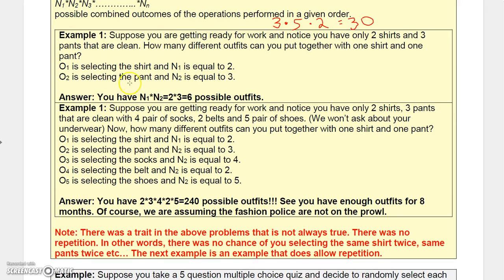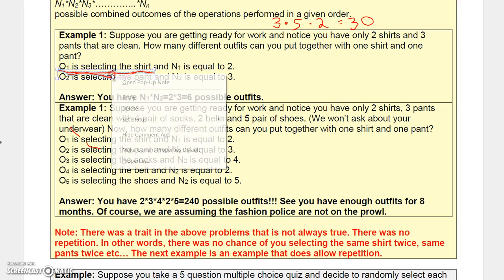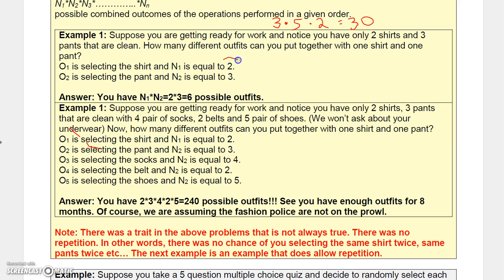So let's look at a simple example. Example one says, suppose you are getting ready for work and notice that you only have two shirts and three pairs of pants that are clean. How many different outfits can you put together if you choose one shirt and one pant? Well, it doesn't matter the order, but I'm going to say the first operation is selecting the shirt. So N1 would be 2 because there are two shirts to choose from. And then for your pants, you have three choices. So when you put it together, you have 2 times 3, which is 6 possible outfits.